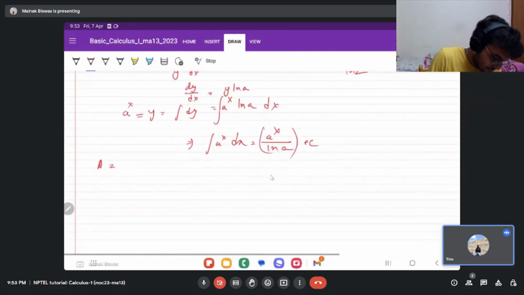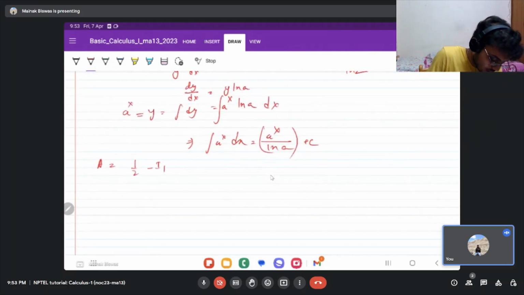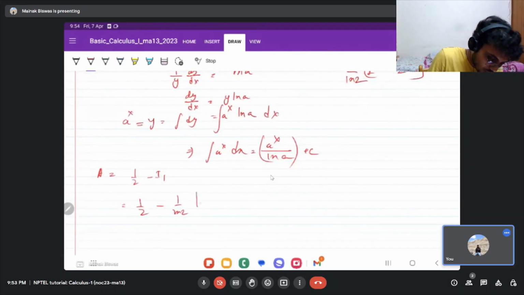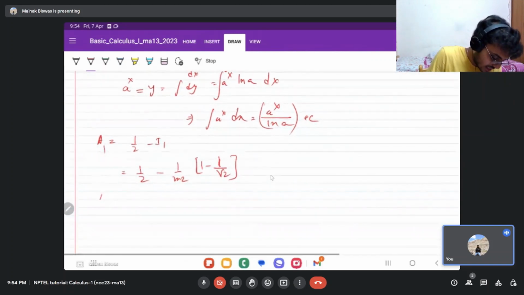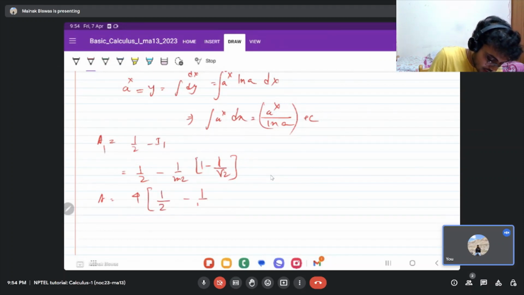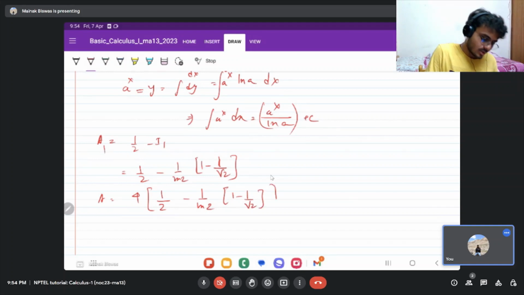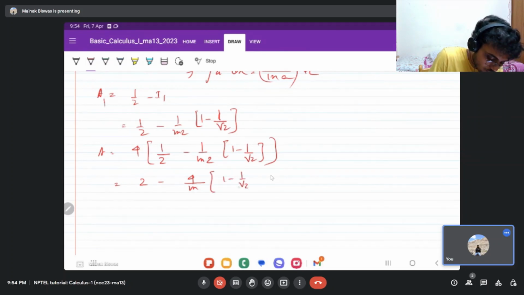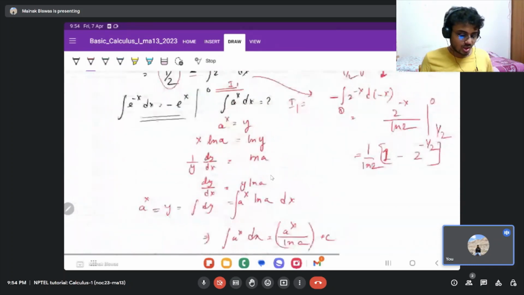So it is half minus I1, or half minus 1 by log 2, 1 minus 1 by square root of 2. This is A1. What is the area? It will be 4 times 1 by 2, 1 by log 2, 1 minus 1 by root 2. That is the question for us that we are solving. 2 minus 4 by log 2, 1 minus root 2. That I think will solve this question.